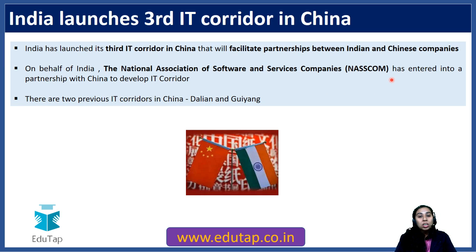Okay, so the third IT corridor of India has been launched in China. So third corridor this is, that means two earlier corridors are already there, and the partnership agreement has been signed between India and Chinese companies. On behalf of Indian companies, NASSCOM has entered into partnership with China to develop this IT corridor. Earlier two corridors, the names are mentioned here. You can just go through them, Dalian and Guingang.